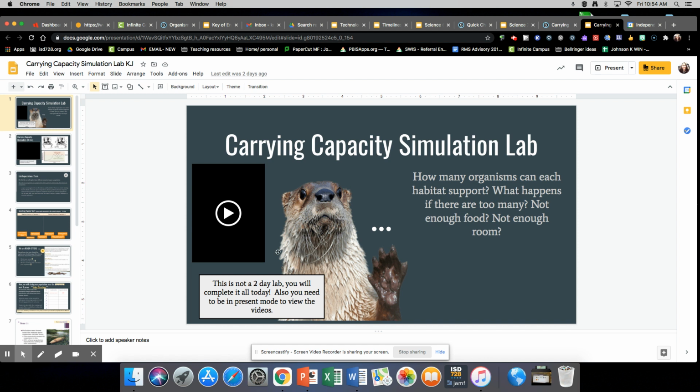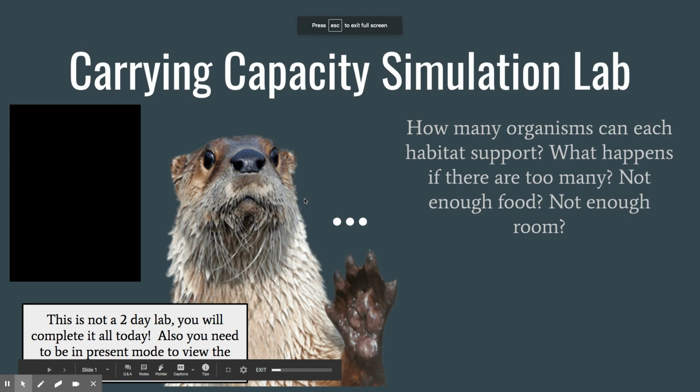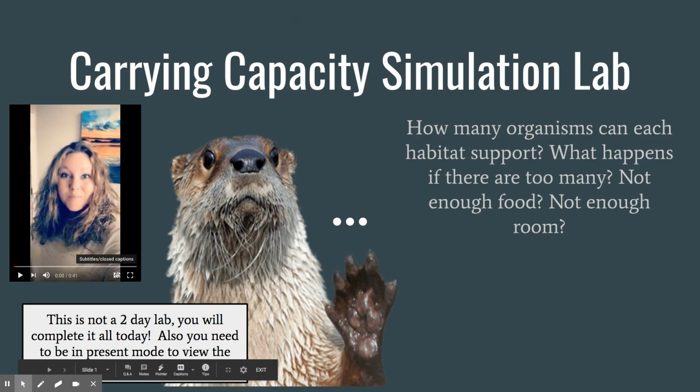So what you're going to be doing is there's videos embedded into here, and these videos for some reason don't work unless you go to present mode. But when you go into present mode, the videos will show up and you'll be able to click play. Good. Okay. And so I want you to watch the videos. It does say in this first video that this is a 2-day lab. It is not a 2-day lab. This was designed last spring when class periods were only to be 25 minutes long. So you should have plenty of time to finish it in class today.